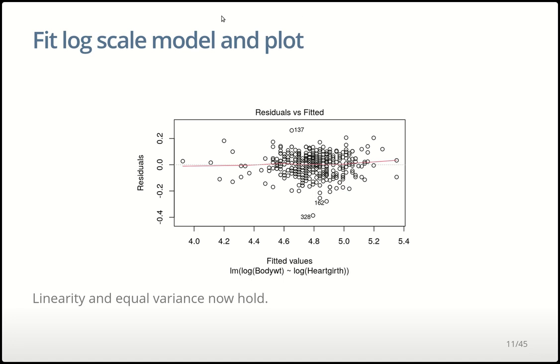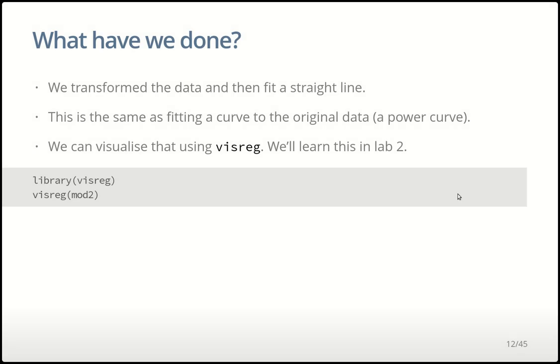Okay, so this is what the residuals versus fitted plot looks like for the log-log model. So you can see here we're fitting a log transformation of body weight and heart girth. And you can see that it's nice and flat here, no trend, and also fairly constant variation as we move from left to right. Okay, so this is much better. What we've actually done is transform the data and then fit a straight line, which is equivalent to fitting a curve on the original data, a power curve.